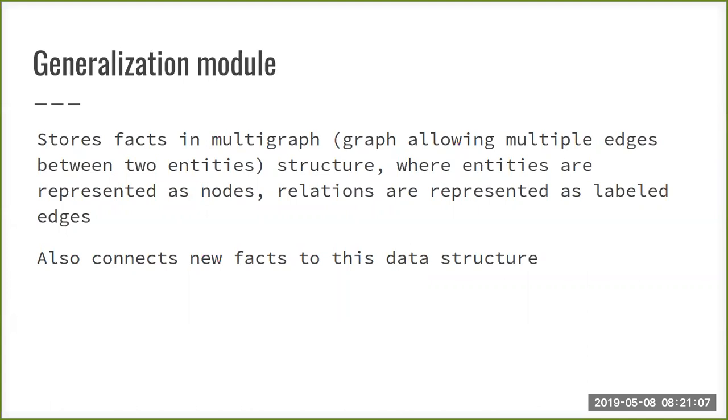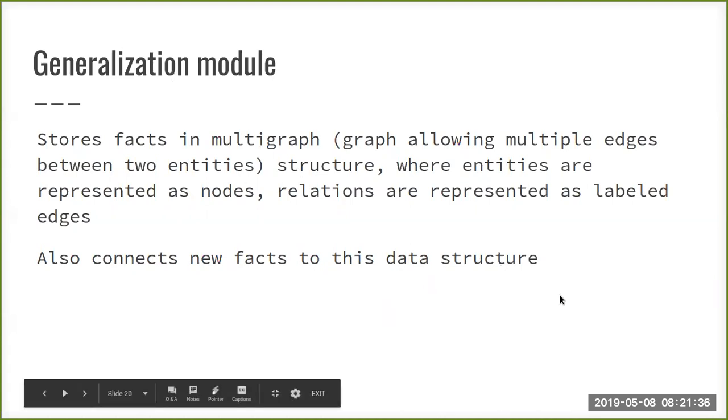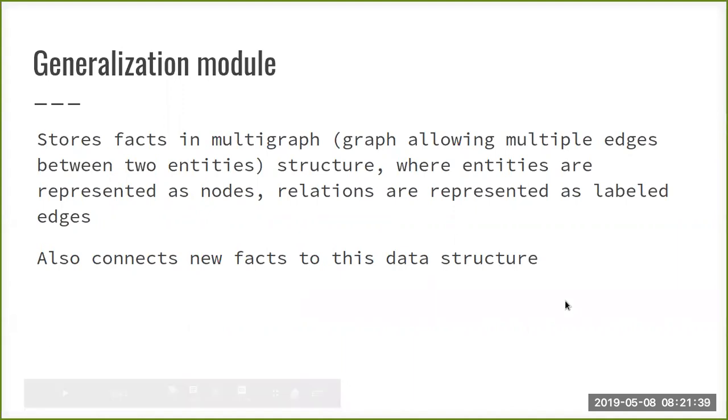For this generalization model, they store the facts in a structure called a multigraph. Entities are represented as nodes and the relationships as labeled edges. The generalization model is also used to connect the new facts to this existing data structure. The initial data structure of the multigraph is made by parsing the Freebase knowledge base, while the second sentence refers to the way they add this ReVerb dataset to it.